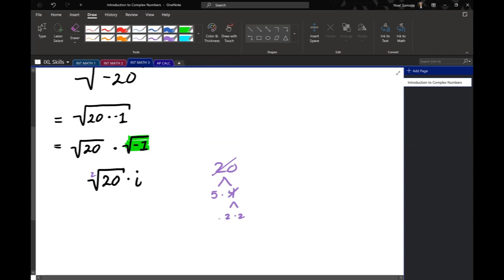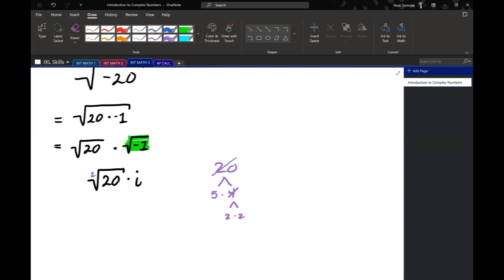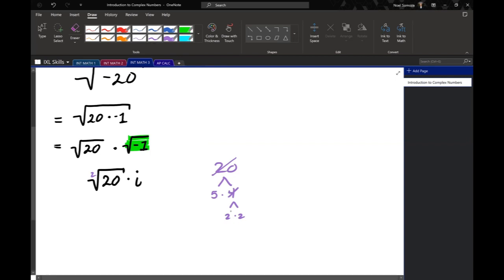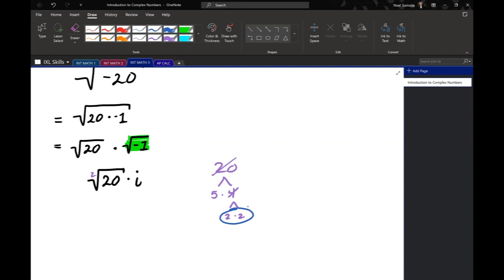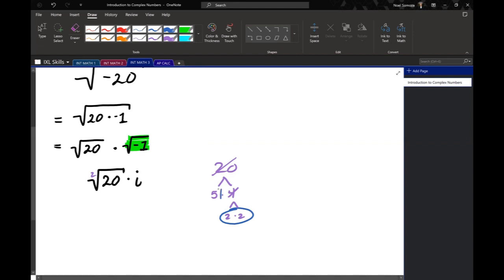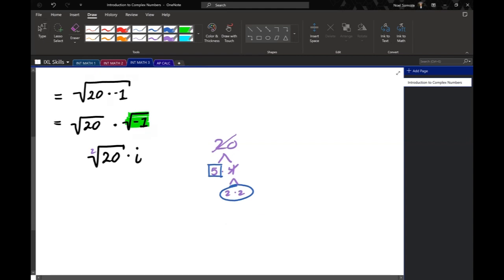Now, notice what I have. I have a pair of 2s. That's what I was looking for. I was looking for a pair of numbers. Anytime you have a pair of numbers, that pair is a value that can be taken out of the square root. Any number that is not a pair, such as the 5, I like to box because it represents that it's a number that must remain inside the square root.